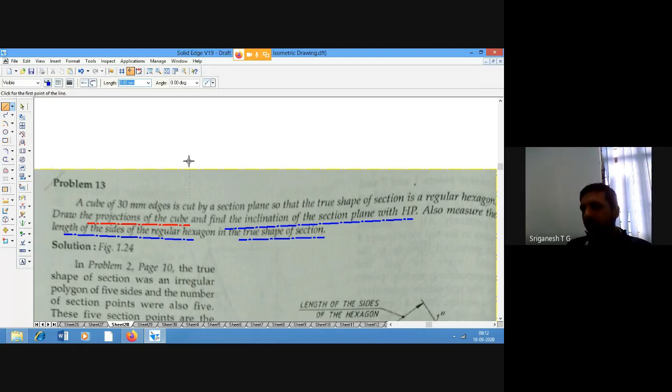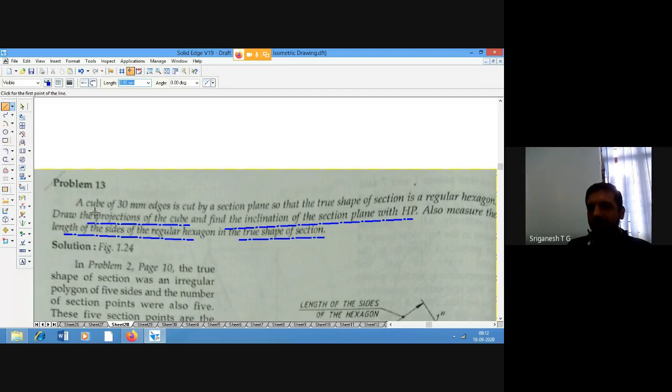So this question is also like that. He is telling you to keep the cube and cut that cube, but the cross section that you are getting, the true shape that you are getting, should be a regular hexagon. So now what is our job? We should know in which manner we should keep the cube and we should cut the cube also. That is our job now, right?